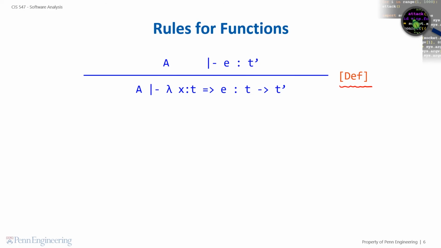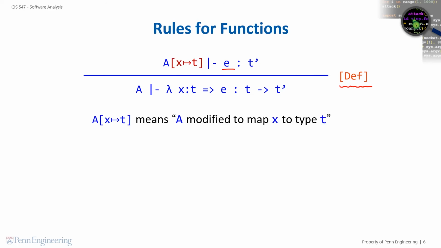Except we have a problem. In this expression, x is a free variable and we need its type. We can fix this by explicitly requiring the environment to map x to type T. We do so by adding the notation x arrow T in brackets besides the letter A in the hypothesis of this rule. Notice that this environment is the same as that in the conclusion of the rule, except that the environment in the conclusion of the rule does not give the type of x. This is correct since x is not a free variable in this expression. It is bound or defined as the argument of this function.